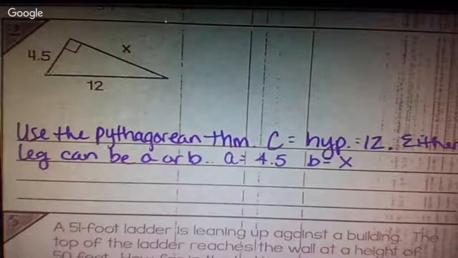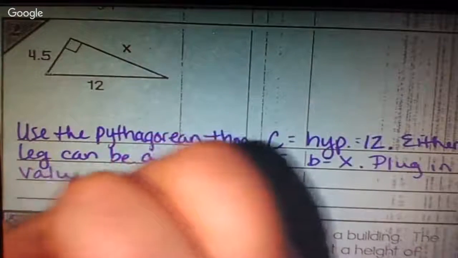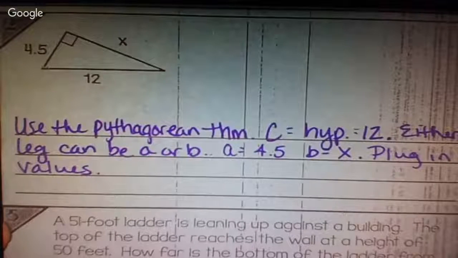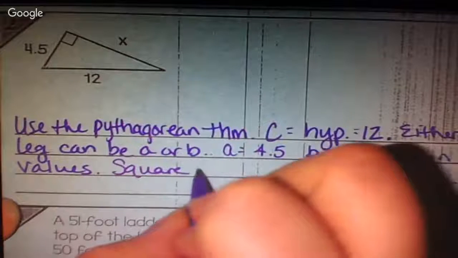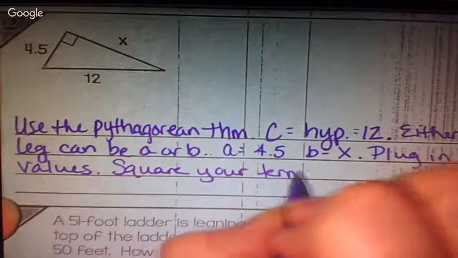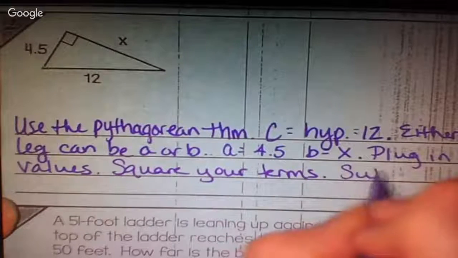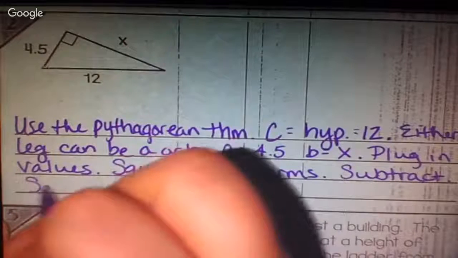So now that I know what A is, what B is, what C is, what do they do with it? Plug them in, set it up. Plug in your values. Once they've plugged them in, what do they then have to do with the values? Oh, not yet. Square them. Square your terms. Then we do what, Kinsey? Then we subtract. And my last step then to get my answer, square root both sides.